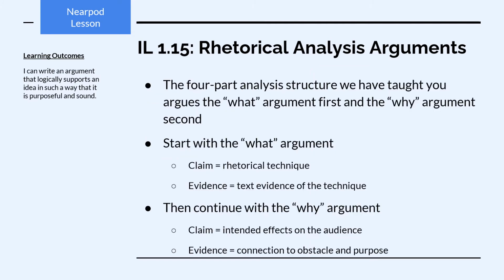The 4-part analysis structure that we've taught you, where we've taught you to identify the technique first, support it with text evidence, explain the effects, connect it to obstacles and purpose. That 4-part structure begins by making you argue the what argument first and the why argument second. You start with the what argument, which is your claim that a rhetorical technique is present, and your evidence is all that text evidence you give showing how the claim exists or is present in the text. Then you move on to the why argument, where your claim there is all the intended effects that the technique has on the audience, and your evidence is the connection to the obstacle and purpose.